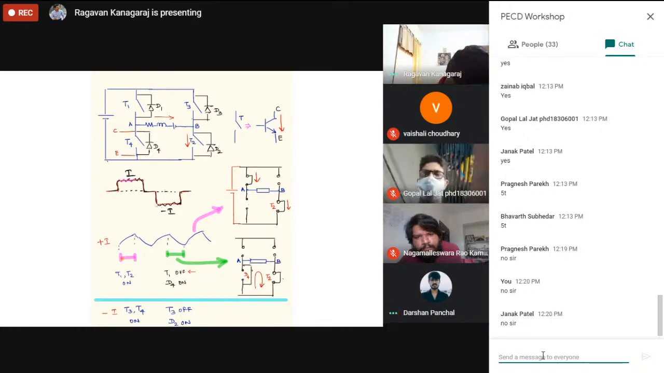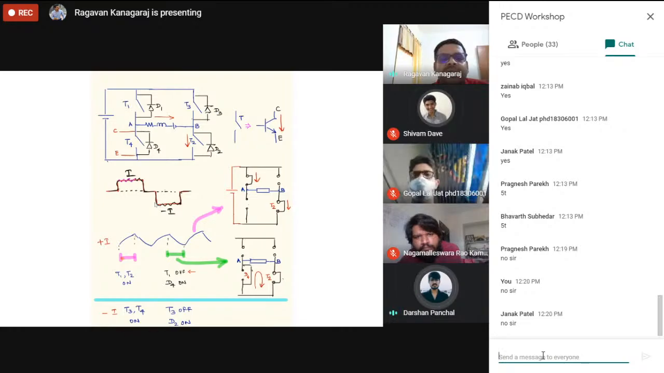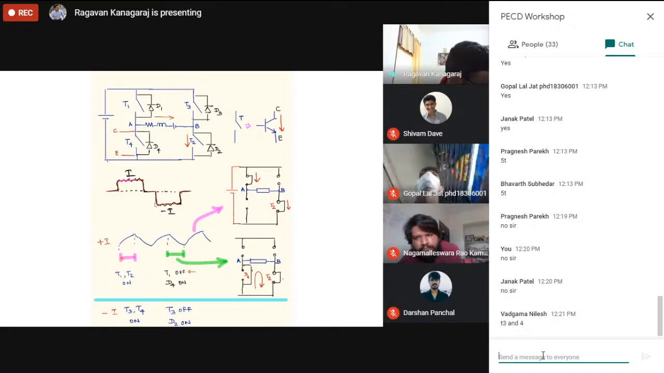T3 and T4. Right, transistor 3 and transistor 4. Now the current is in a freewheeling operation, going from minus 10.1 to minus 9.9 ampere. Tell me the devices.